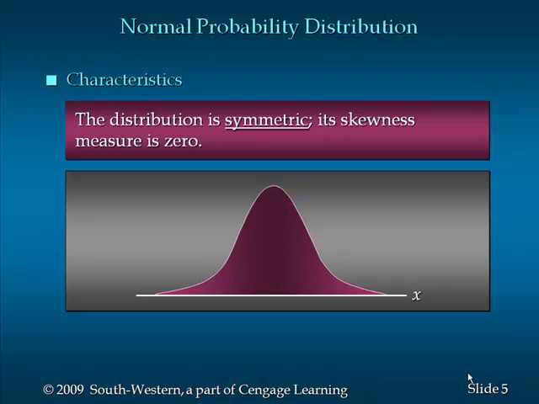This means that if we folded the curve in half at the point of the mean, we could overlay the lower half of the curve with the upper half of the curve exactly. This is a critical point because this will enable us to make some important calculations in determining the area under the curve.